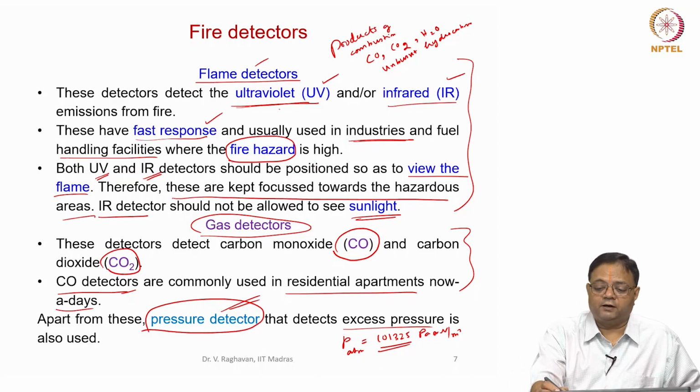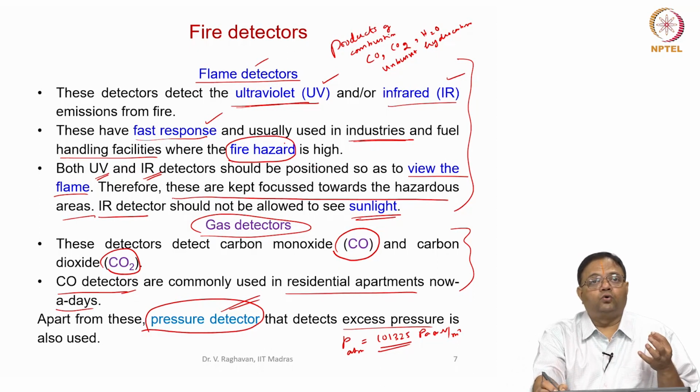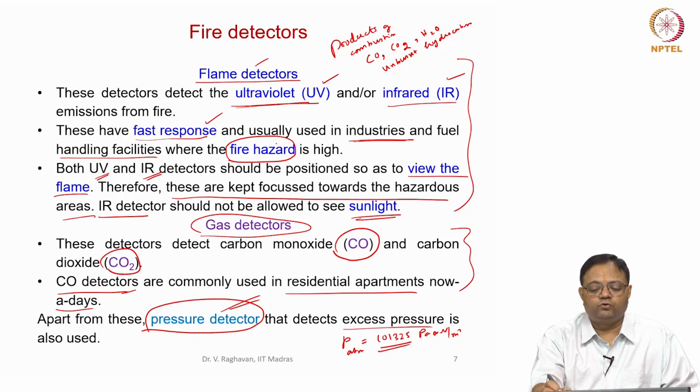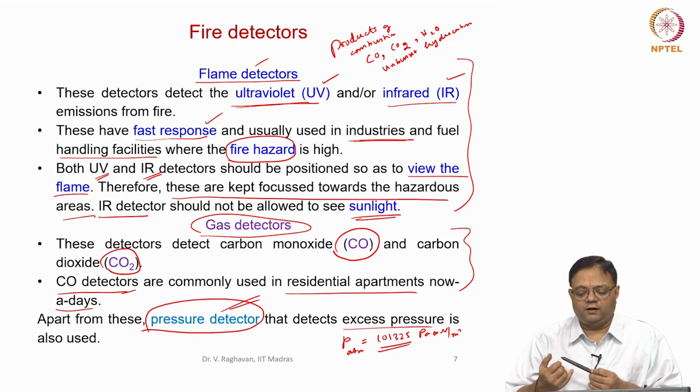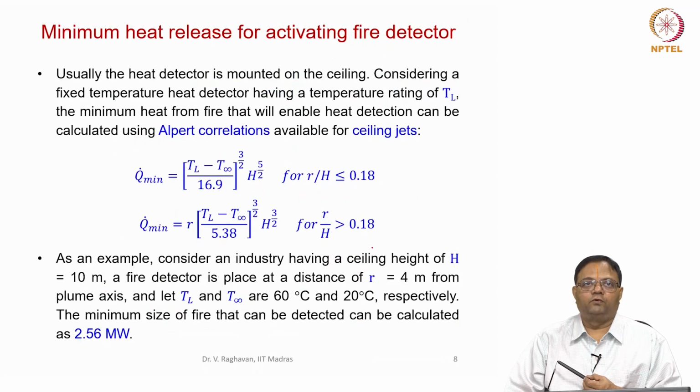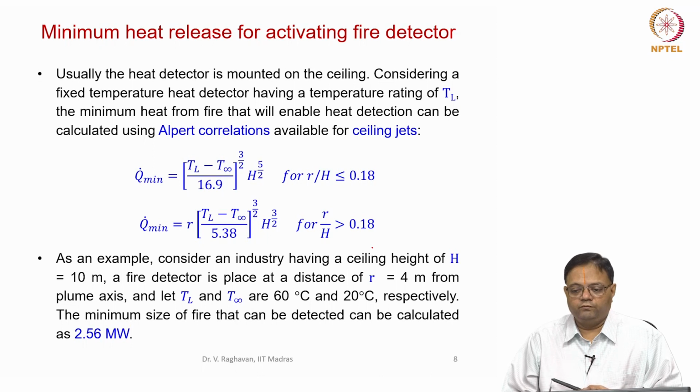Then flame detectors are used to accurately sense, at a faster rate, the occurrence of a fire, and this is used in industrial applications where the fire hazard is higher. Finally, the CO based gas detectors are now commonly being used in residential apartments. Apart from that, pressure detectors can also be used, but they are not commonly used nowadays. Okay, so we will stop here and continue in the next class.